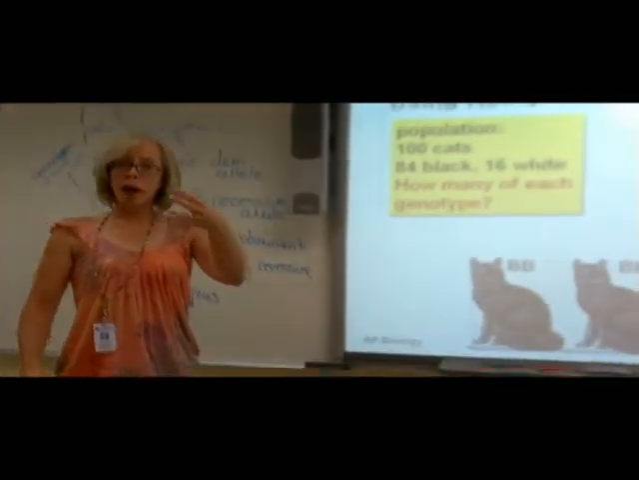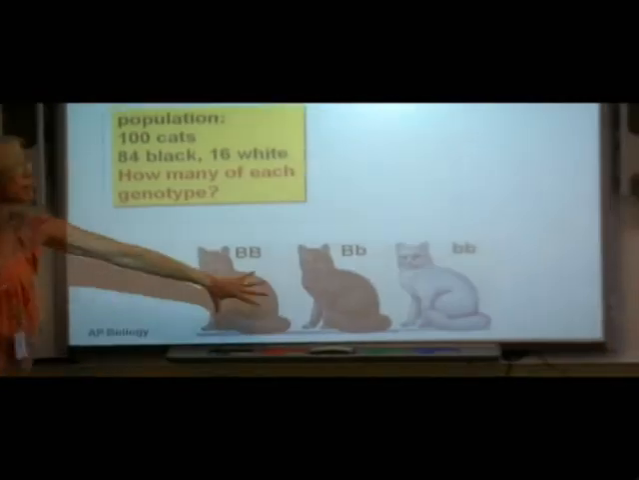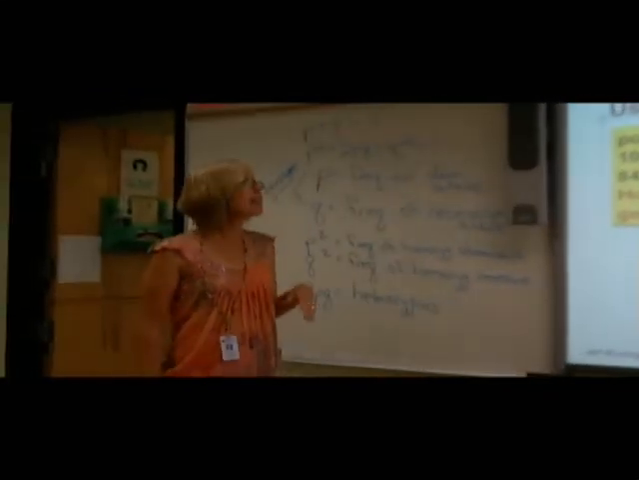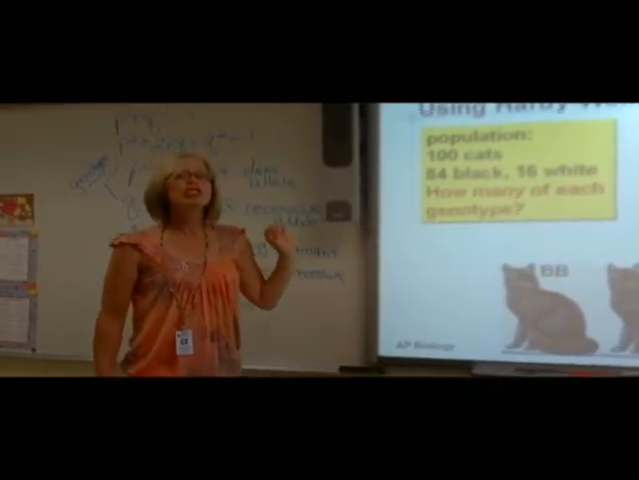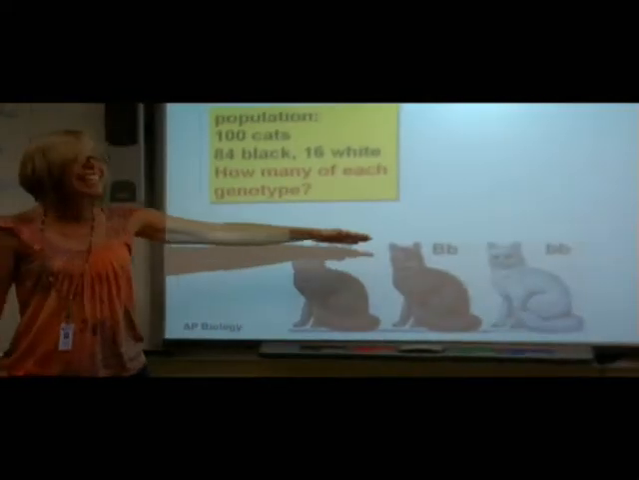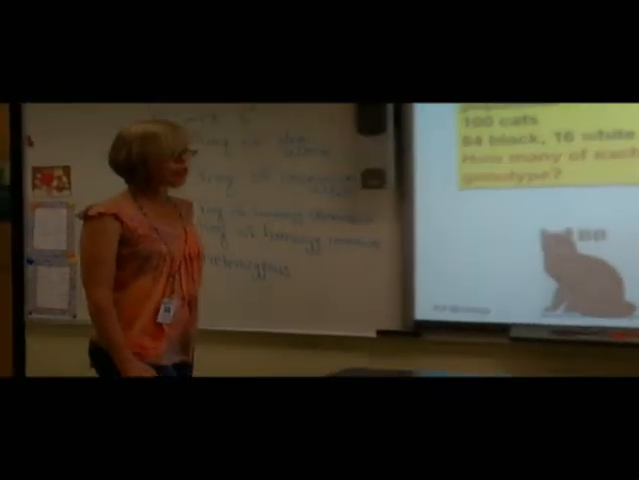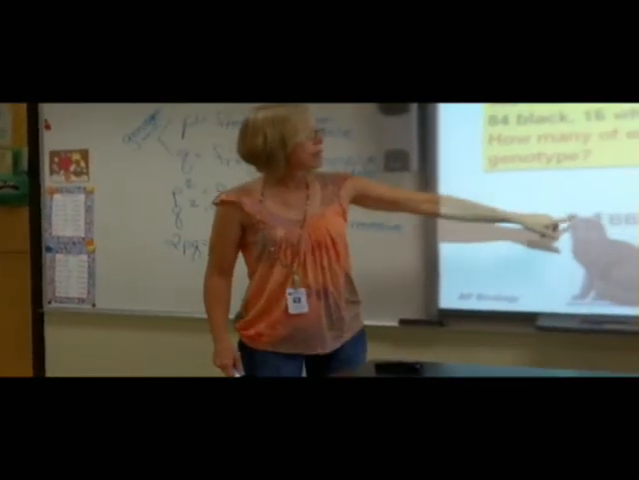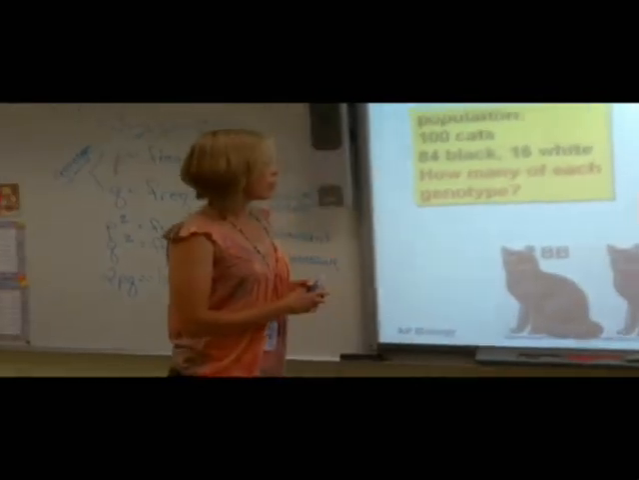All right, let's just do a sample problem before we go on to do the ones that will be your homework. We have a population. Here's our little baby kitties. We have 100 cats. We have 84 black cats, and we have 16 white cats. I want to know how many of each genotype, how many homozygous dominant black cats do I have, how many heterozygous cats do I have, and how many homozygous recessive cats do I have. In this situation, our dominant allele, big B, is for black fur. Our recessive allele, little b, is for white fur.